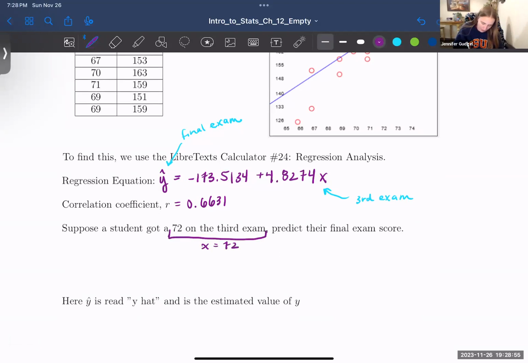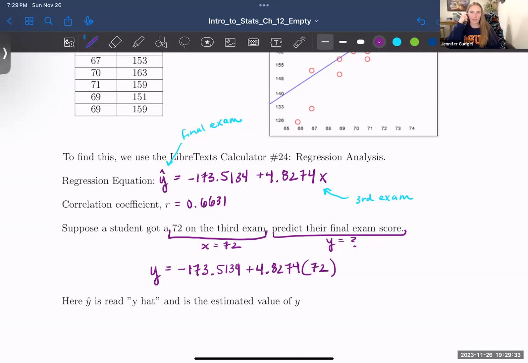So here it says a student got a 72 on the third exam. That means that X is 72. Predict their final exam score. We want to know what is Y if X is 72. So I take my equation and I just plug in 72 for X. I need to do one thing at a time. Negative 173.5134 plus 4.8274 times X, multiplied by 72. That's the X that I am putting into my equation.